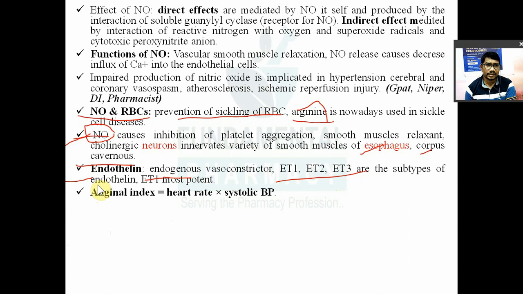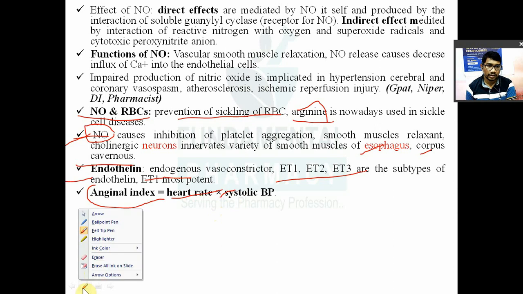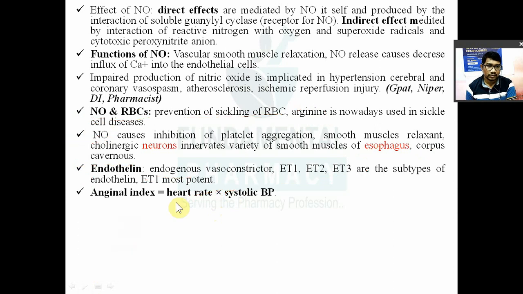Now anginal index means what? Anginal index is given by heart rate into systolic blood pressure. Systolic blood pressure कितना है और heart rate कितना है उसके ऊपर anginal index, एक बार एक फॉर्मूला पूछते हैं इसलिए अपने इंक्लूड किया है. What is anginal index? So heart rate into systolic blood pressure.